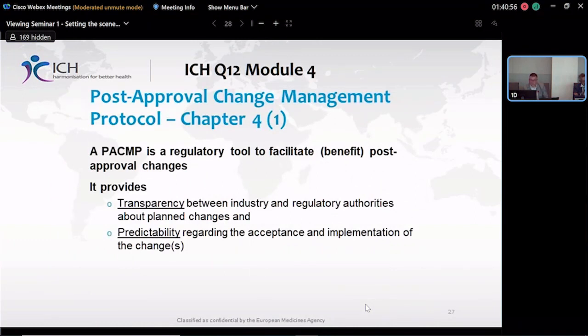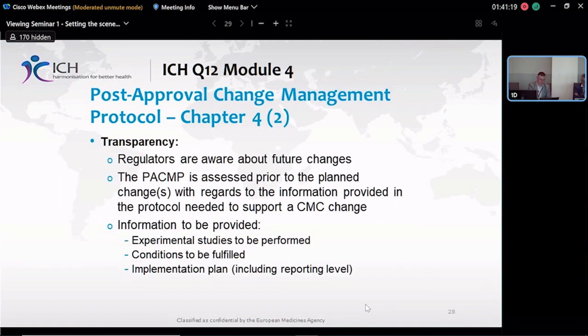Okay, let's move on to the next chapter now, chapter 4. We're going to talk about change management protocols. So a change management protocol is a regulatory tool to facilitate and benefit post-approval changes by providing transparency between industry and regulatory authorities and predictability regarding the acceptance and implementation of a change.